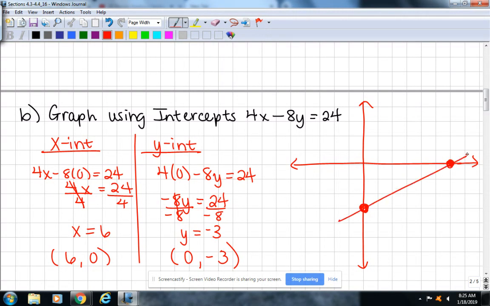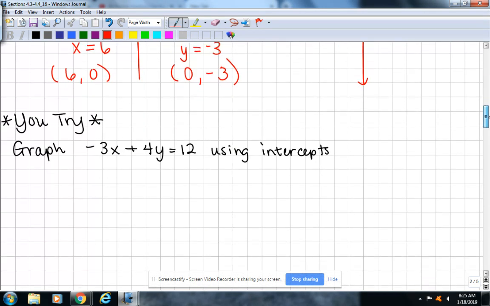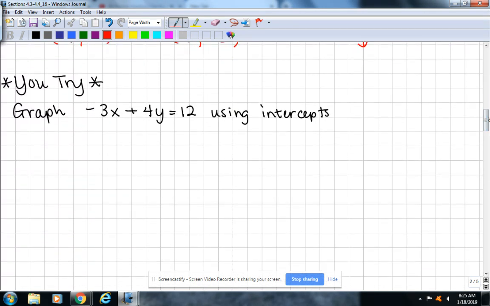That's better. Make sure you put arrows on your lines. They're supposed to go forever. So technically, if you don't put arrows on your lines, it is wrong. Okay? They're infinite lines. Any questions on x and y intercepts? All right, you guys try this one on your own. Find me the x-intercept, the y-intercept, and then graph the line, please.